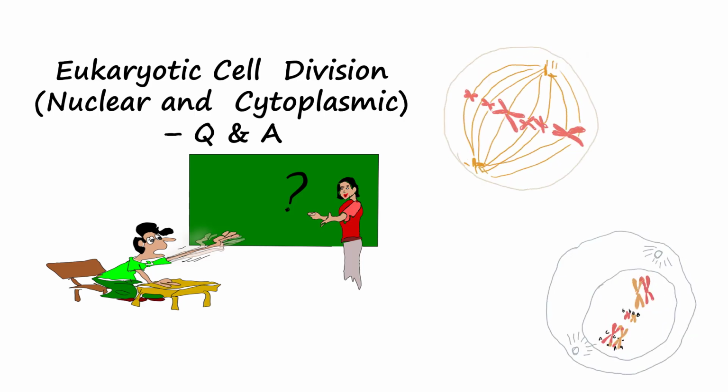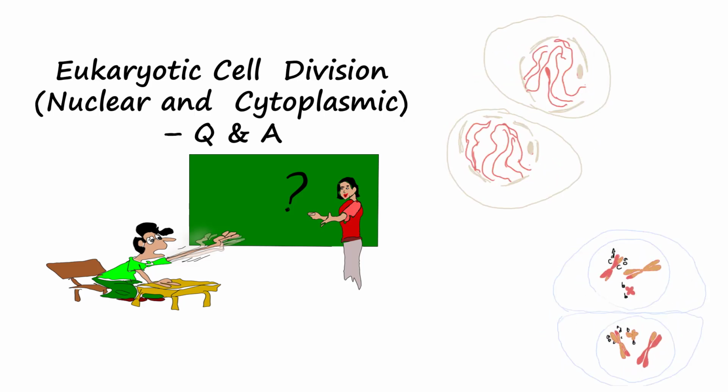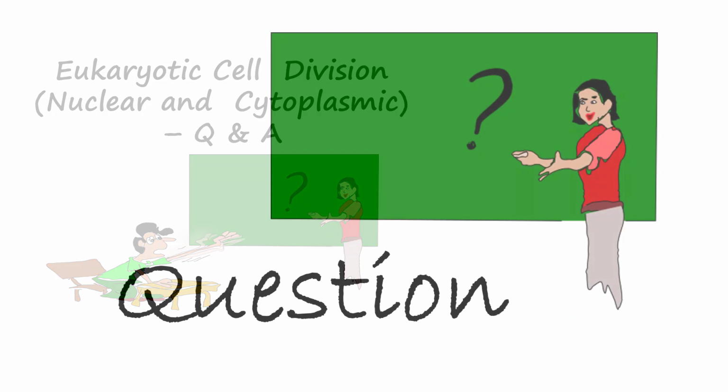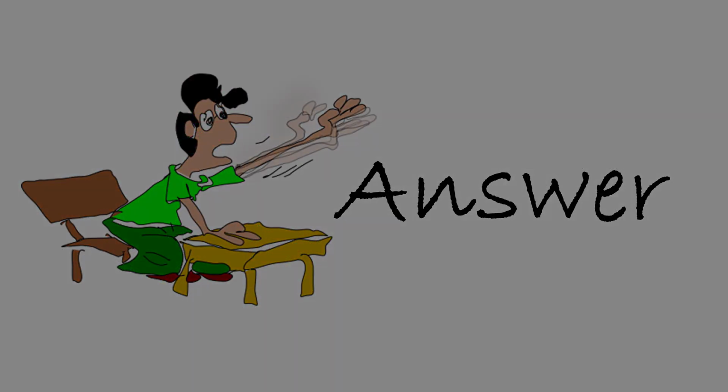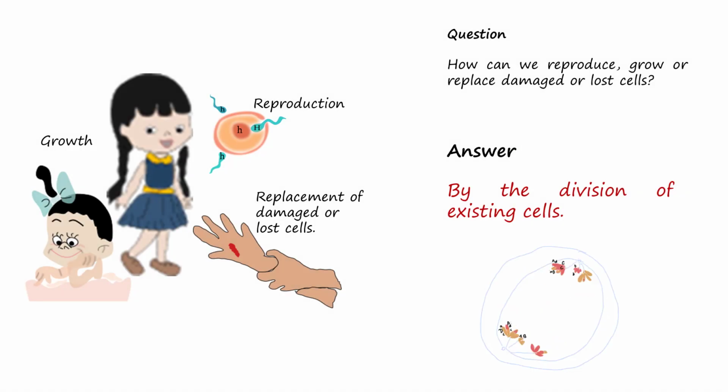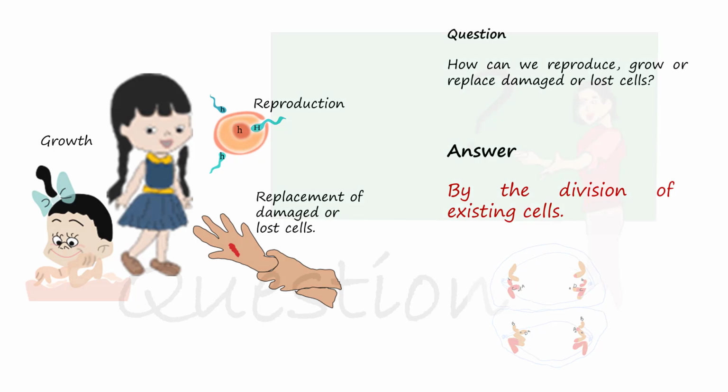Question and answer on eukaryotic cell division, nuclear and cytoplasmic. Question. Unlike abiogenesis, when life first arose on this earth, currently all cells must come from pre-existing cells. So how can we reproduce, grow, or replace damaged and lost cells? Answer. How else but by the division of an existing cell?